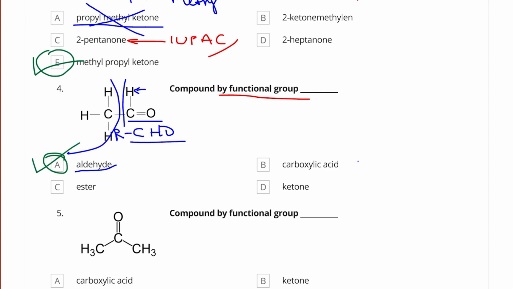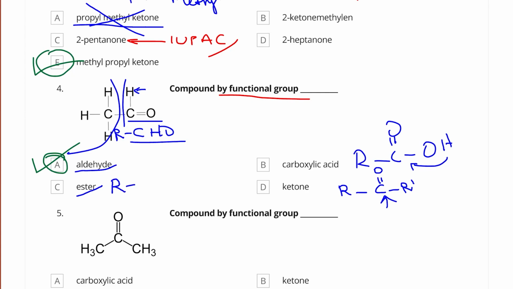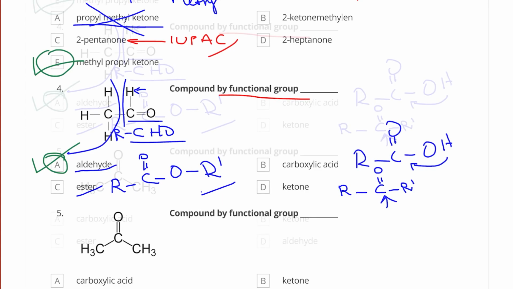To be a carboxylic acid, it must carry the carbonyl carbon, carbonyl oxygen, and then an OH group or hydroxyl group attached to the carbonyl carbon. To be a ketone, R is bonded to the carbonyl group and the second R, or the carbonyl group is located between 2 R's. And to be an ester, R, carbonyl group attached to an oxygen and the second R. This is the ester.